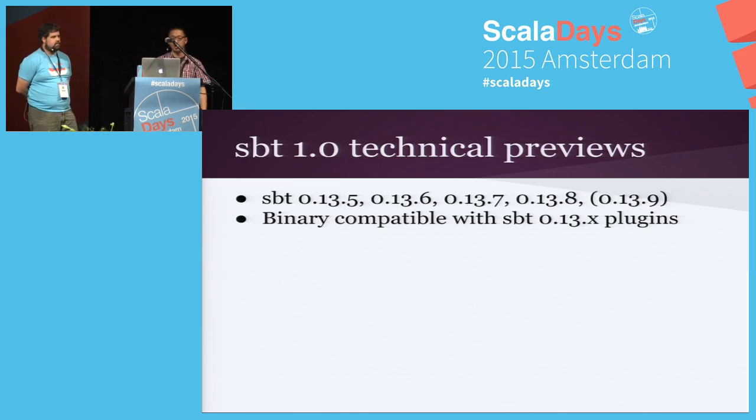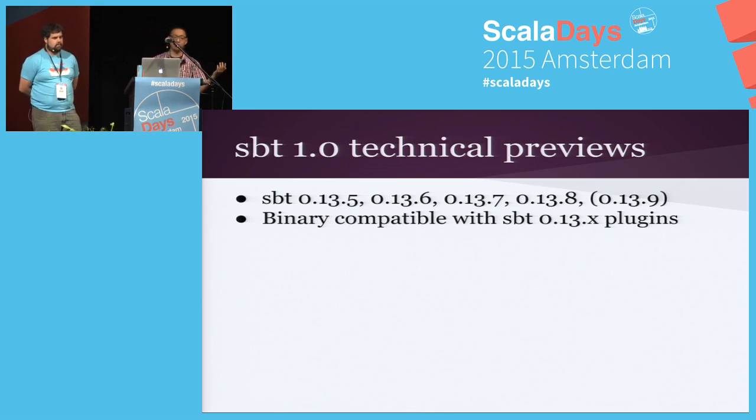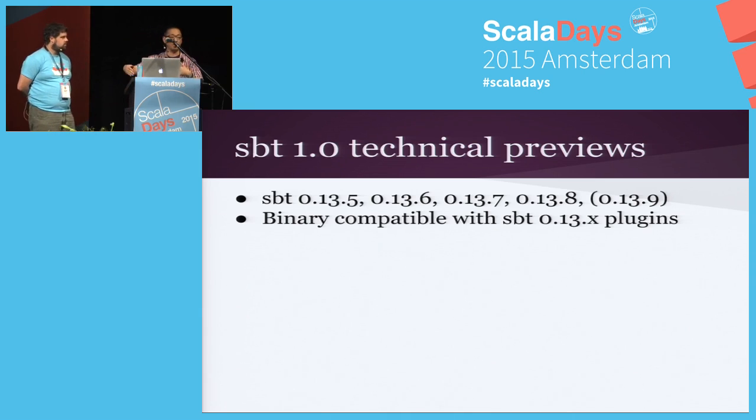So, the SBT 1.0 technical previews. Typically, when you add new features, you will bump up your version number to 0.14 or something like that, and then you keep adding features in 0.15. But we have this thing called the plugin ecosystem in which we don't really want to disrupt so frequently. So what we decided to do is add features into the 0.13 series without breaking the binary compatibility. So when we actually bump up to 1.0, we're not really experimenting too much.